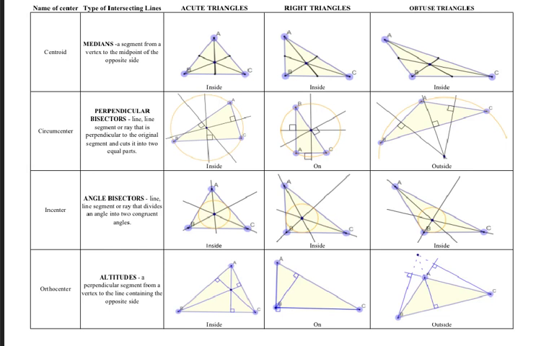Probably what you're going to have to do in general is just be able to look at the center and say what type it is based on the intersecting lines. Like, what type of lines are they? Are they perpendicular bisectors? Are they medians? Are they angle bisectors? Or are they altitudes? You need to be able to look at a diagram and conclude what type of intersecting lines they are.